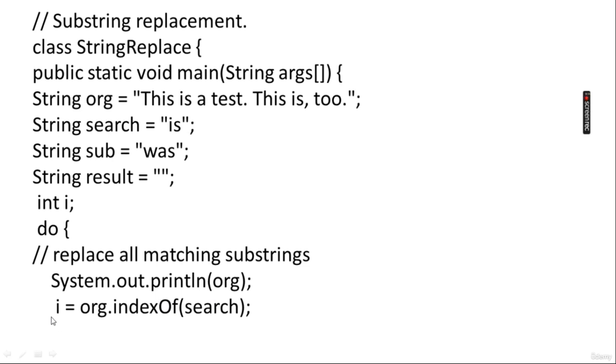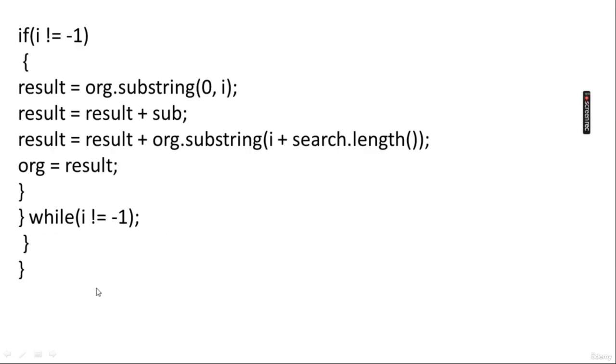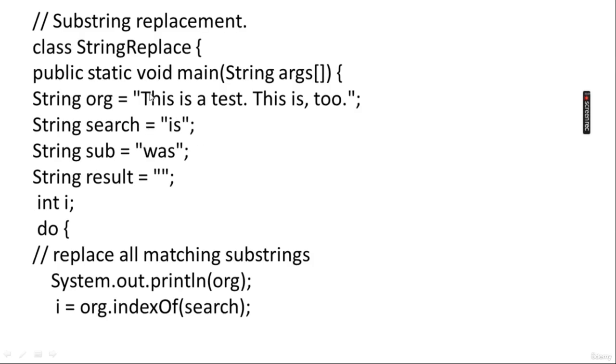System.out.println original. i is equal to original.indexOf(search). So first index of "is" in the original: 0, 1, 2, 3. So it is 2. It will give you 2. If i is not equal to -1, we are finding the substring from 0 to 2. "th" will be fetched in this case.